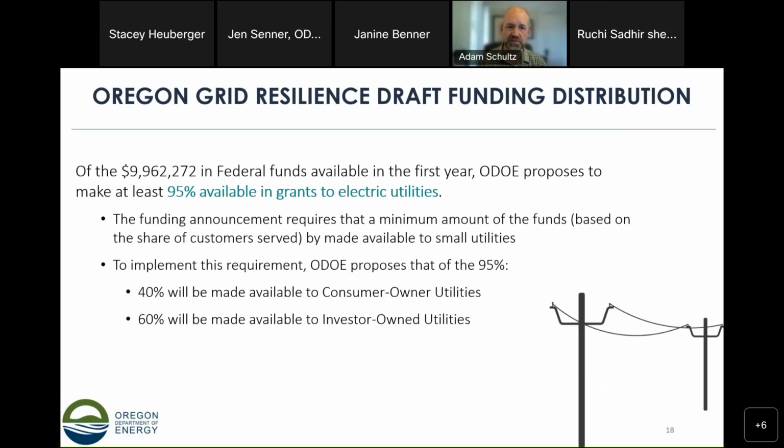So our proposal, in recognition of this minimum set-aside requirement and in recognition that many of the areas served by our consumer-owned utilities were severely impacted by wildfire, we're proposing a 40% set-aside of funds for consumer-owned utilities and the remaining 60% for investor-owned utilities. Next slide, please.